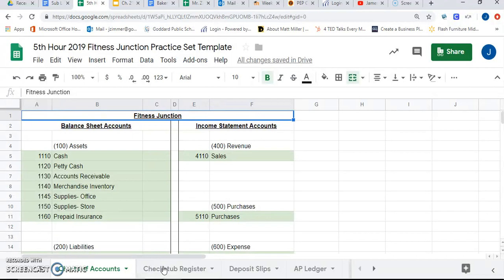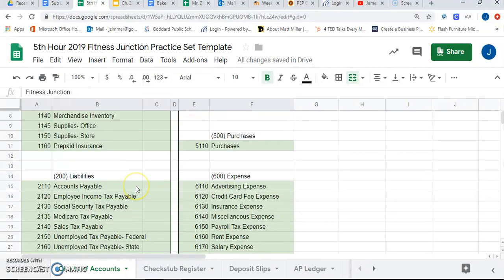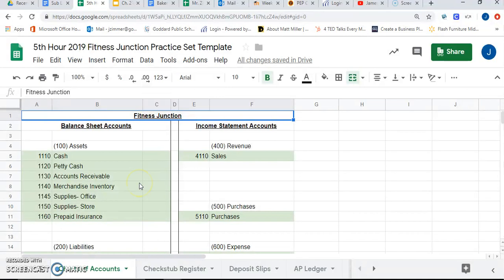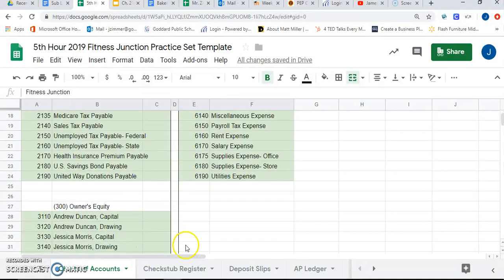Now, a little background on what you see in front of you as far as the spreadsheets are concerned. These can be accessed and made a copy of if you go to Google Classroom, and then just go in there and go File, make a copy. Currently, you have these items in your spreadsheet. You've got chart of accounts, which lists all the accounts you could possibly use to journalize. No other accounts will work. These are the only ones you can use.